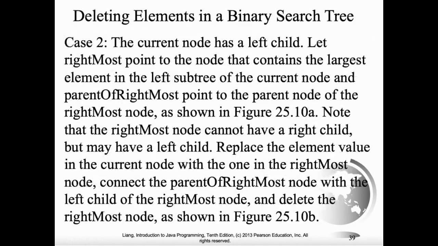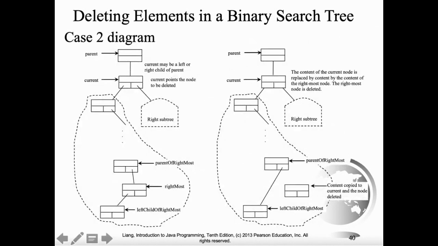Now let's look at case 2. So obviously case 2 is when we're trying to remove an element, and the element does have a left child. So how are we going to do that? Let's look at the picture. So I'm trying to remove the current, and current does have an entire left subtree. Not only one, it has the entire left subtree. It can be one or it can be more.